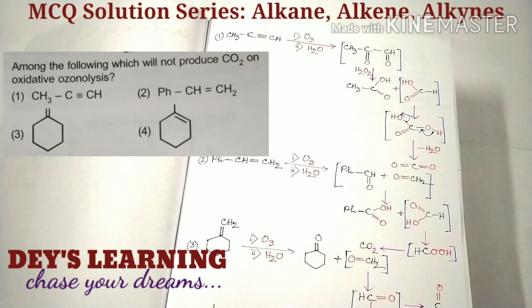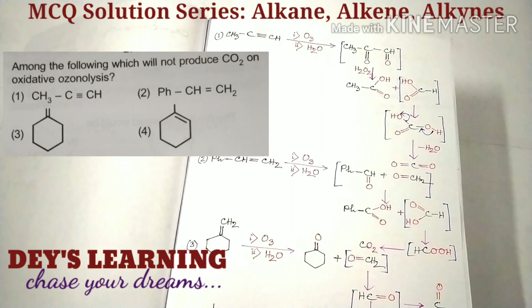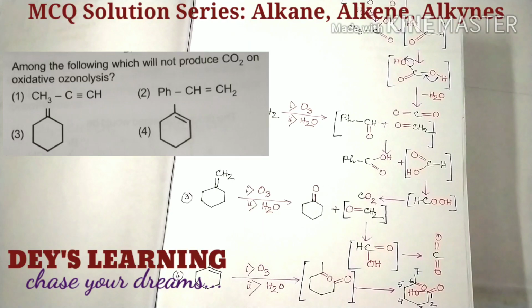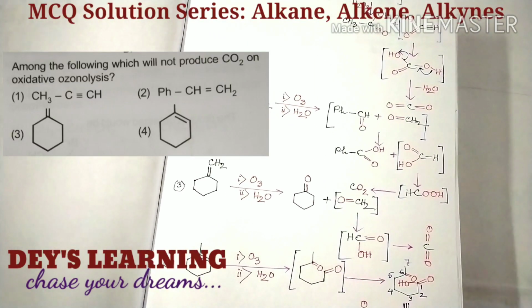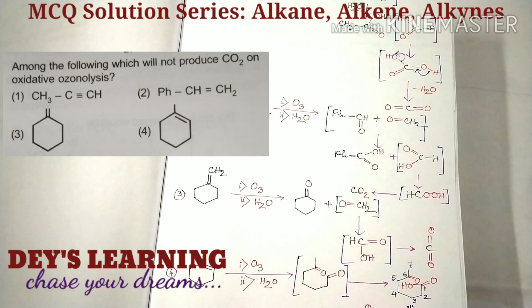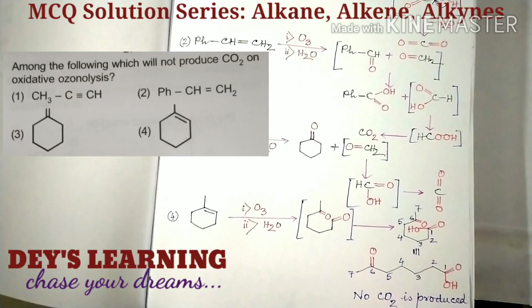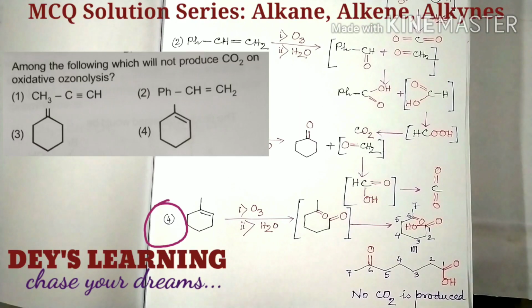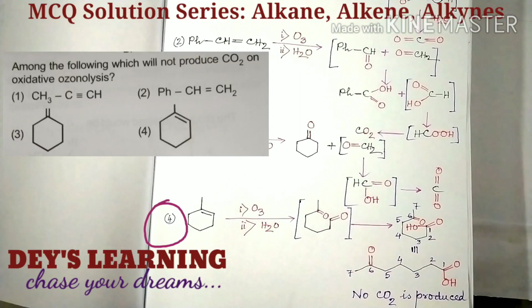So carbon dioxide is obtained from compound 1, compound 2 definitely, and we have it from compound 3. In compound 3, when ozone gas is added, this pi bond is cleaved, and cyclohexanone and formaldehyde molecules are produced, and the formaldehyde molecule will then oxidize to formic acid, and then it will produce carbon dioxide in a similar way as above. In compound 4, there is a cyclohexene molecule, methyl substituted cyclohexene.